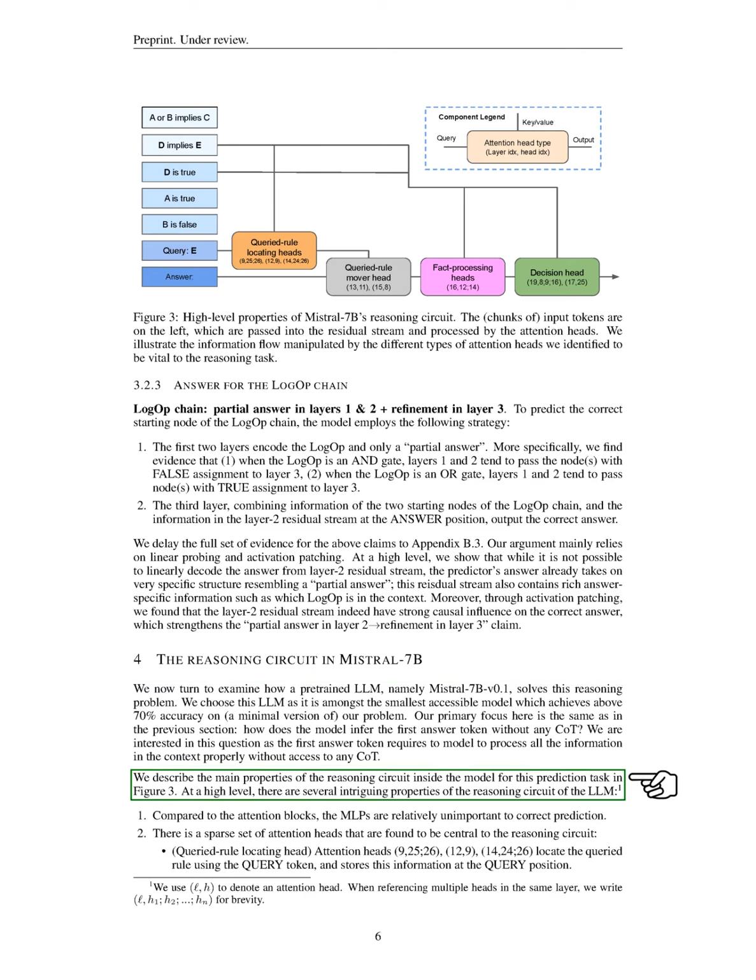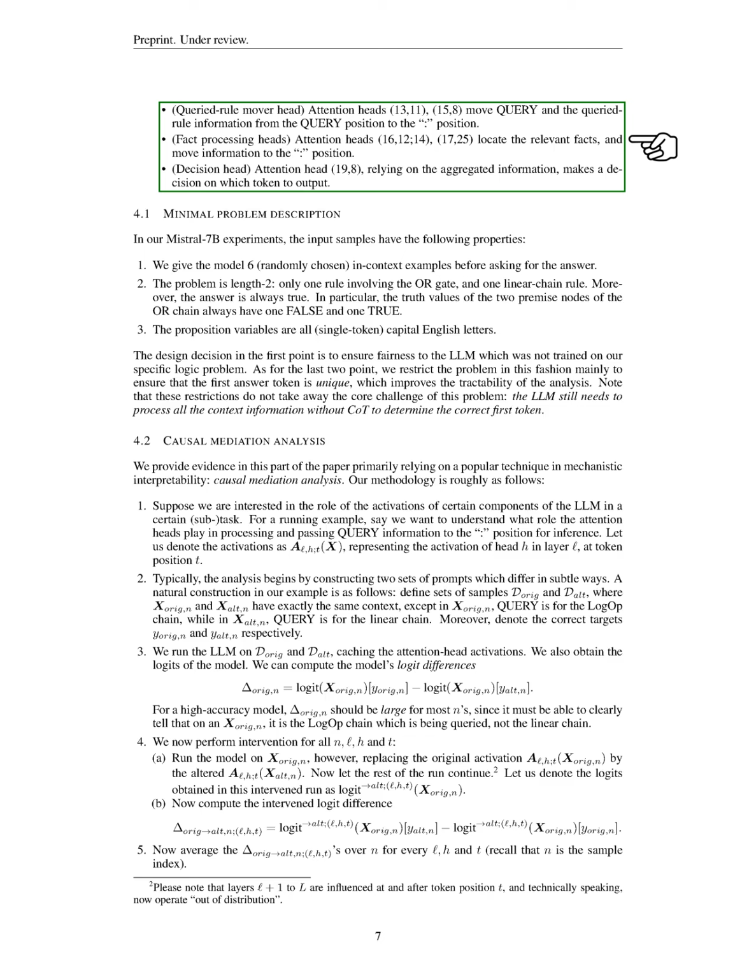We outline the main characteristics of the reasoning circuit within the model for this task. Overall, we note several interesting features of the LLM's reasoning circuit. Compared to the attention blocks, the multi-layer perceptrons, MLPs, are less critical for accurate predictions. A limited number of attention heads are central to the reasoning circuit. Some heads locate the queried rule using the query token and store this information at the query position, while others move the query and the queried rule information to the designated position. Additional heads identify relevant facts and transfer this information, and finally, one head makes the decision on which token to output based on the aggregated information.